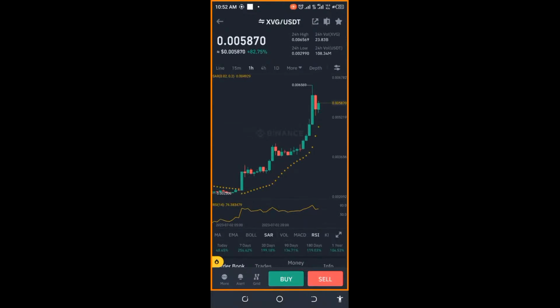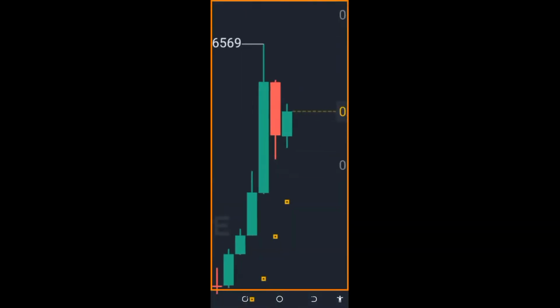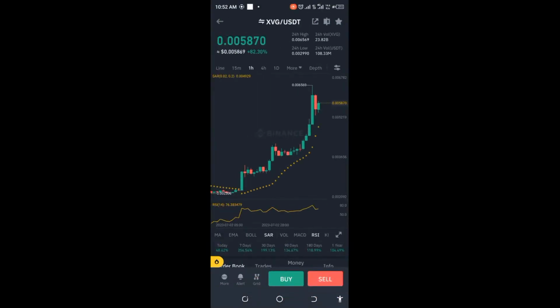Now it's coming down. It has a pullback. As you can see, it's still going up. These are the kind of coins that when you do this trade, you can do it over and over and over again. Yeah, it's really, really cool.